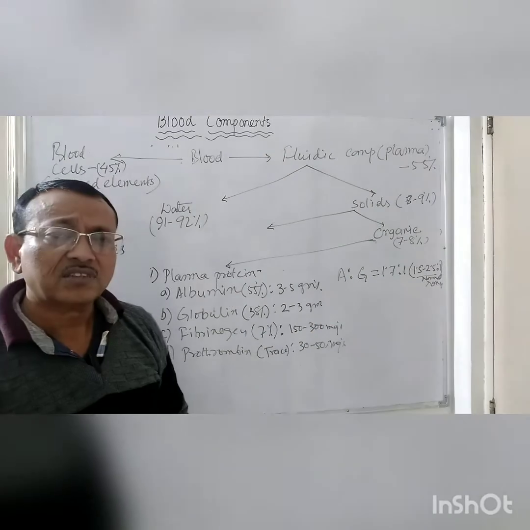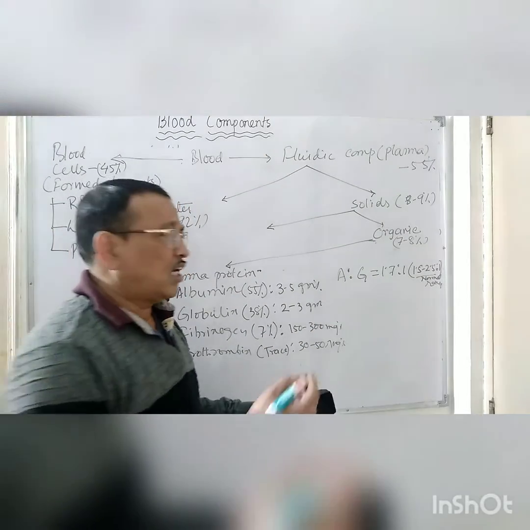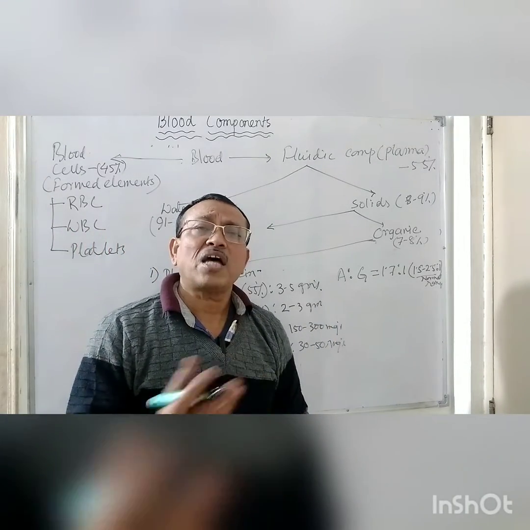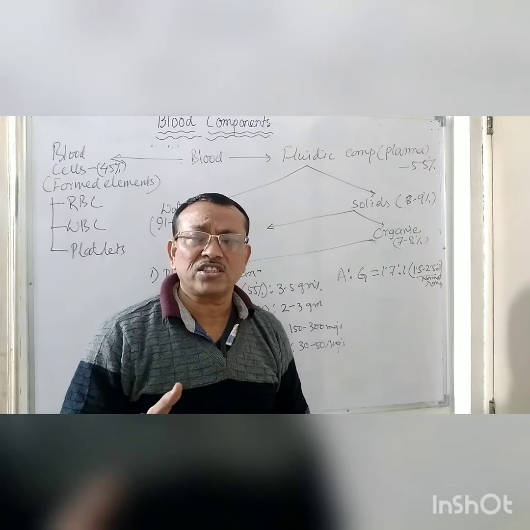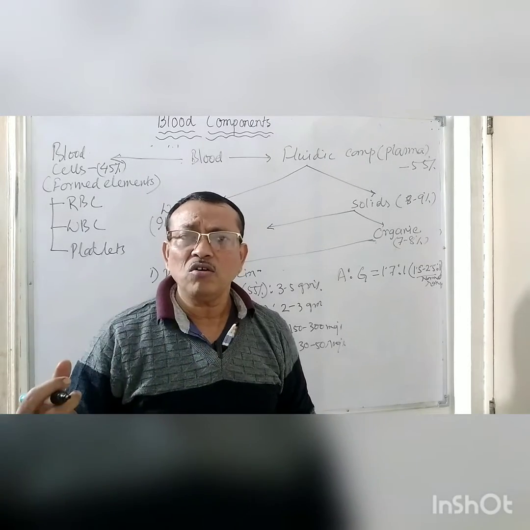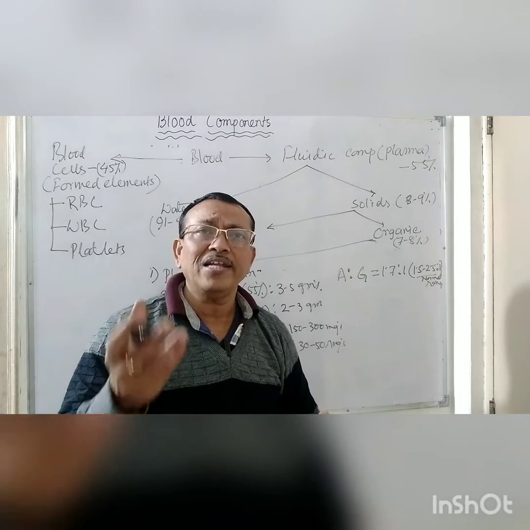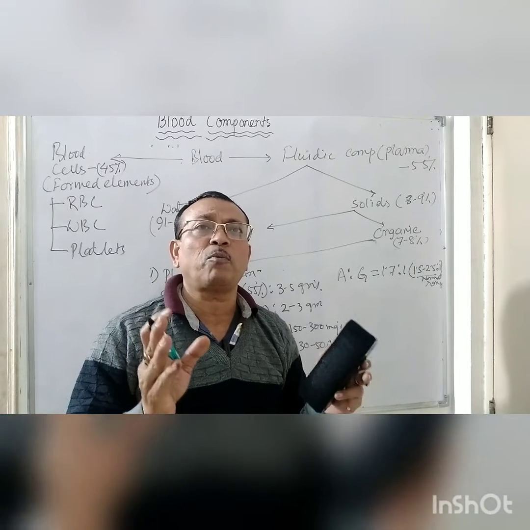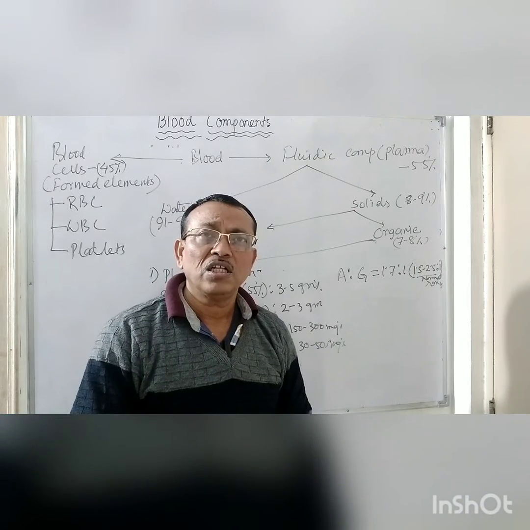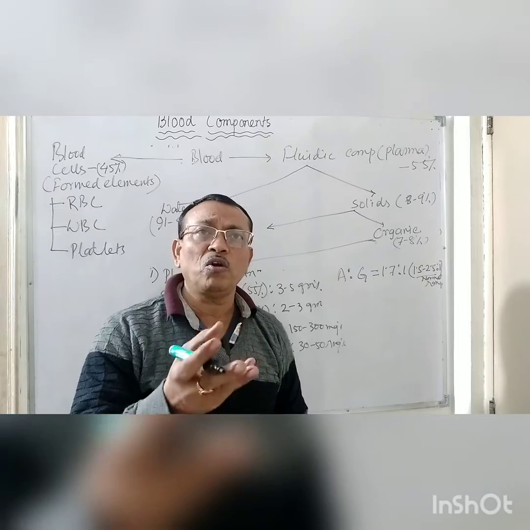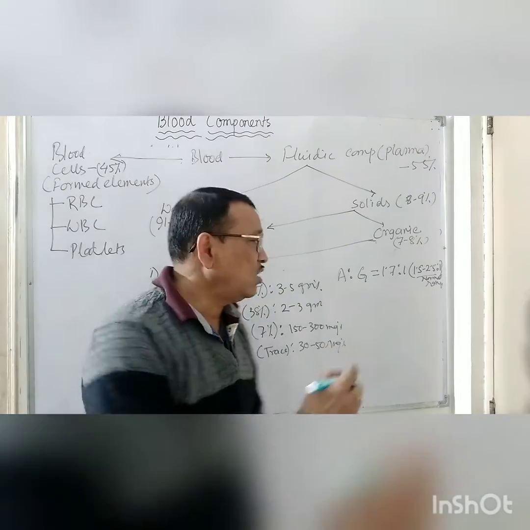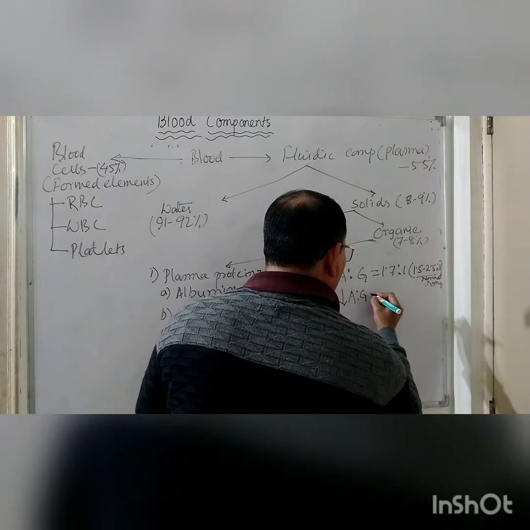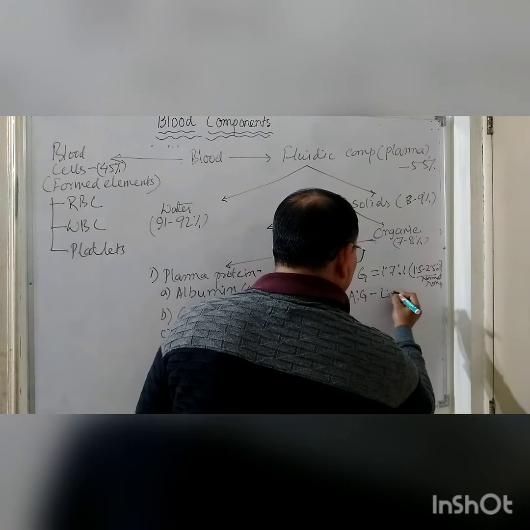For example, in case of liver failure, what happens? Obviously, in liver cirrhosis the albumin production will be low because albumin is mainly synthesized from the liver. So liver damage, liver cirrhosis means albumin production is low. So in such a case, what happens? The albumin globulin ratio will be low. So a low albumin globulin ratio will happen in case of liver cirrhosis.